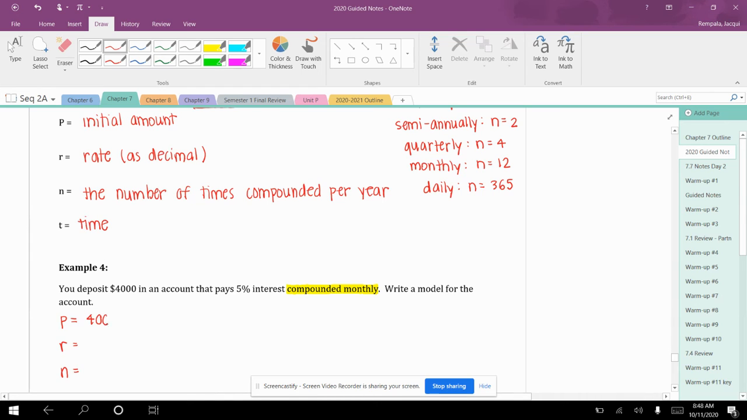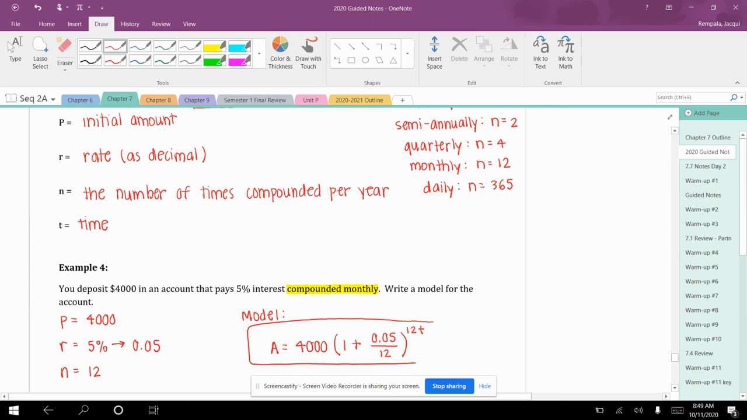So we are starting with $4,000. That's our initial amount. If we're paying 5% interest, I have to write that as a decimal. So divide it by 100 or move it 2 decimal places to the left and you get 0.05. Then we have compound monthly. So remember, how many months in a year? Well, that would be 12. So this is all the information I need in order to write my model. So A equals 4,000, in parentheses 1 plus, and then in the top of this fraction, I want the 0.05. In the bottom of the fraction, I want the 12, and that's going to be raised to the 12 times t. All right. I am not going to simplify the numbers in the parentheses any further. I can leave it like this.